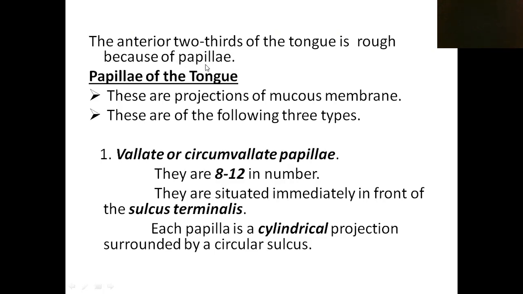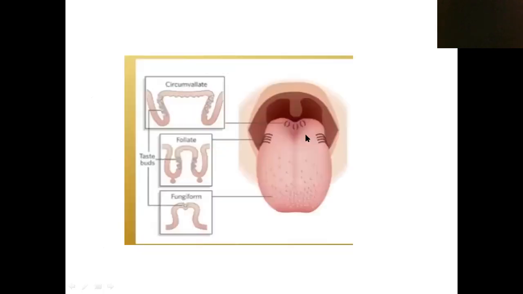Now, what is meant by papillae? What are the different types of papillae? Papillae are projections of the mucous membrane. Mucous membrane means the outermost thin layer of the tongue. So that thin layer is known as the mucous membrane.